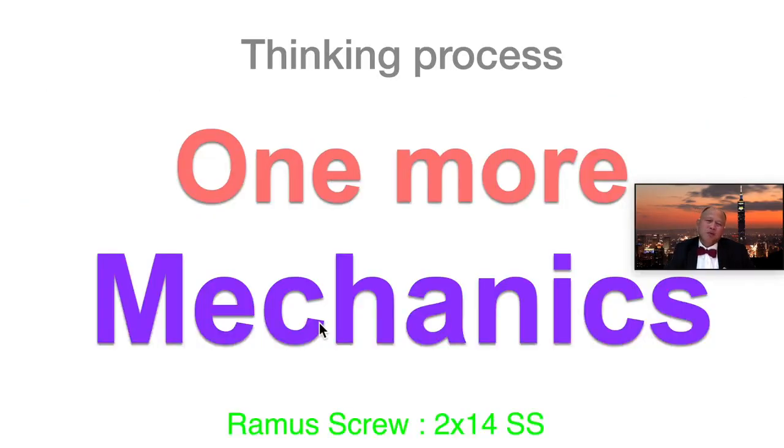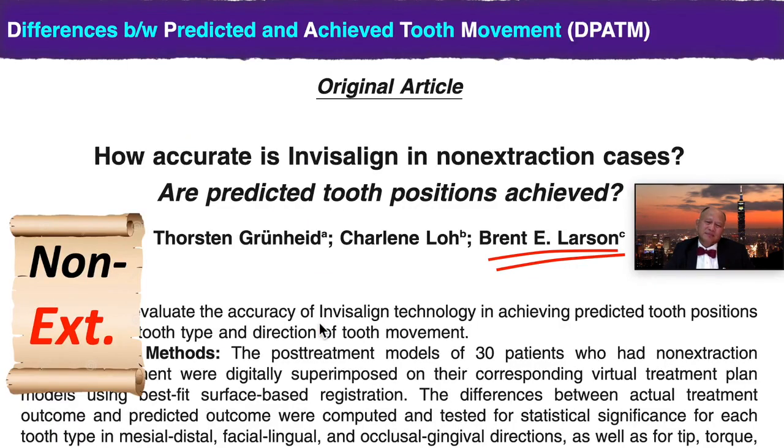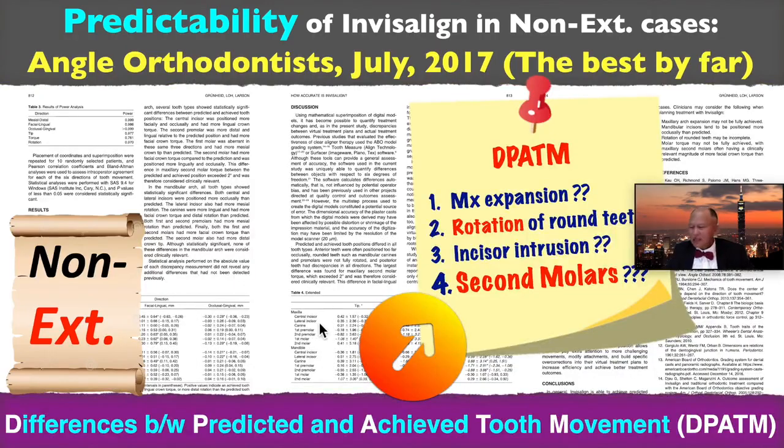One more mechanic. Remember I talked about Brent Larson? I love this article. He talked about the second molar. It's very difficult to fix. Why? Because the second molar is at the end of the arch. At the end of the arch for the aligner, it's very difficult to produce any tooth movement.